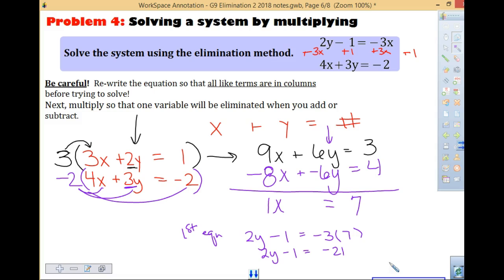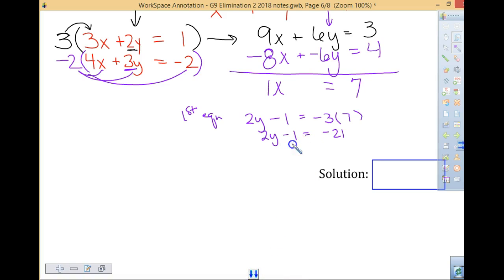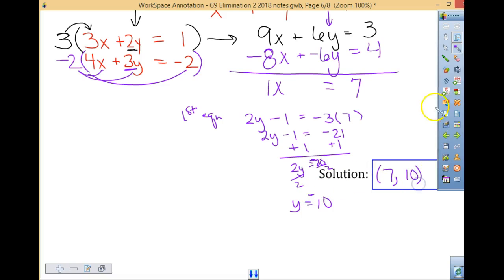Alex, next step. Add 1 to both sides. 2y equals 20. Chase, y is going to be equal to? What did you say? 10. So my ordered pair, wouldn't that be negative? Yeah, would it be negative 10? Yeah. It would be negative 10. It's negative 20, right?